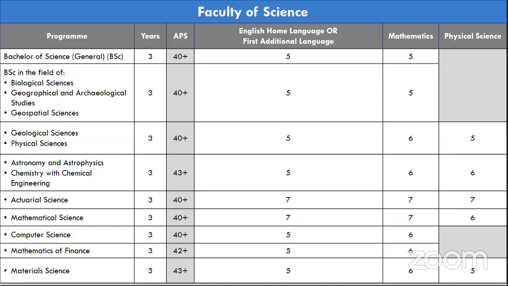Just a typical example, if we go into astronomy and astrophysics, you'll see the APS there is higher, as well as the last one on material science, which is 43 APS. Your English is at level 5, maths is at level 6, science is at level 6. Your architecture is 777. So it's very important that you go and check the requirements. Again, if you look into computer science and mathematics or finance there, you will see also that you will require maths at level 6, but there's no science requirement.